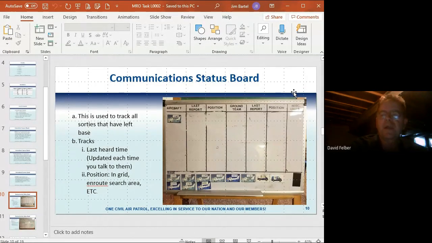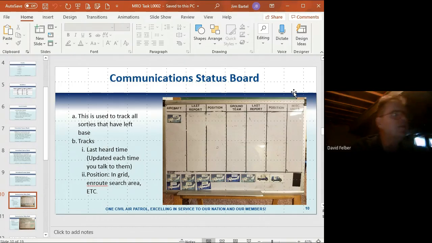Usually the mission radio operator or mission staff assistant will update this board. And this says communication status board. Basically, it keeps track of everything going on for that mission. The aircraft, their call sign would be on it. A ground team, their call sign would be on it. When the last report, when the last position.